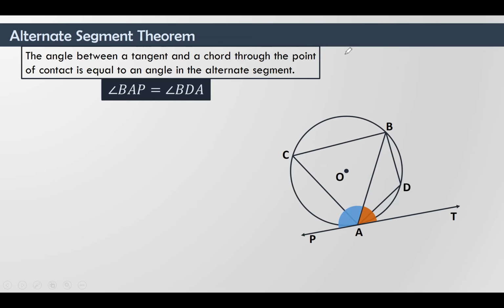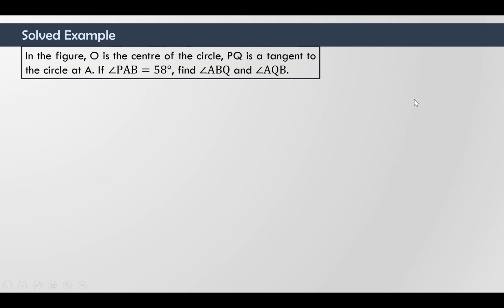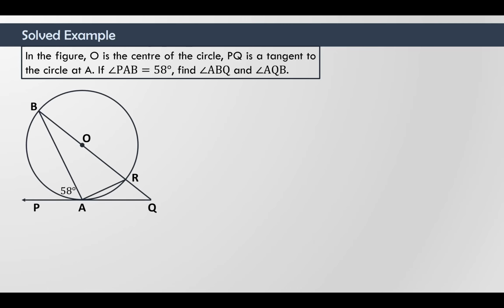Now let us see one question, the solved example based on this theorem. The question says, in the figure, O is the center of circle and PQ is the tangent to the circle at point A. Angle PAB is 58 degrees. We have to find angle ABQ and angle AQB. We need to find these two angles.